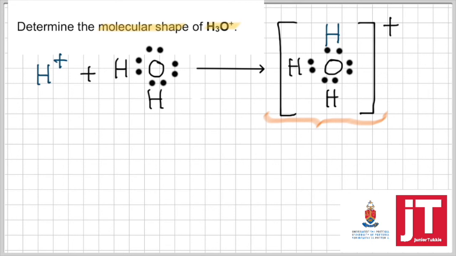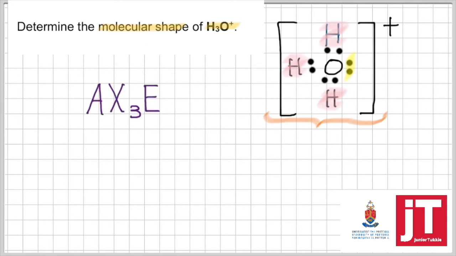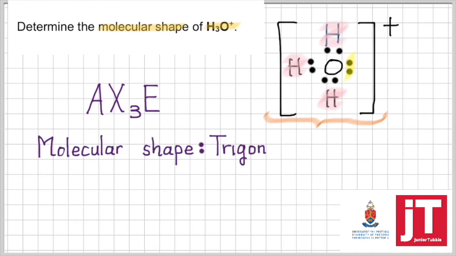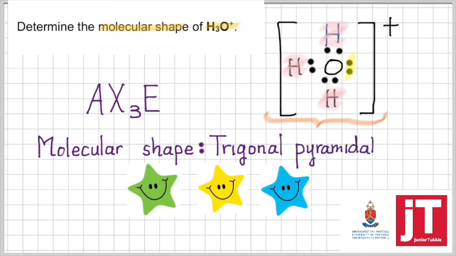We can now analyze its Lewis diagram, and when we do so, we find that it has one lone pair and it has 3 terminal atoms. So the completed general formula for this molecule is AX3E, which means that its molecular shape is trigonal pyramidal. Ladies and gentlemen, we have completed this video and the problems contained in it.